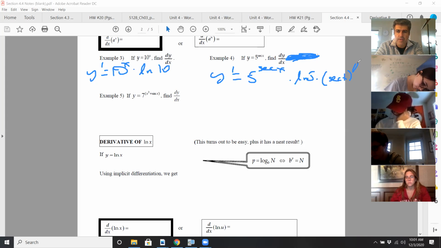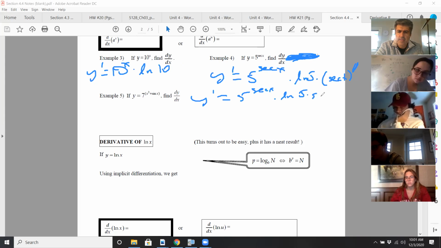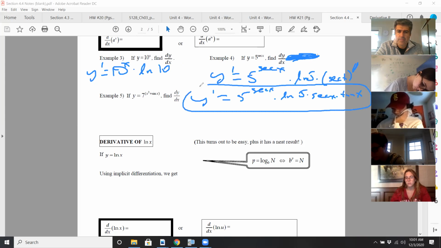Because you got to do a chain rule, right? So 5 secant x times natural log 5, and that's going to be secant x tan x. Easy enough.